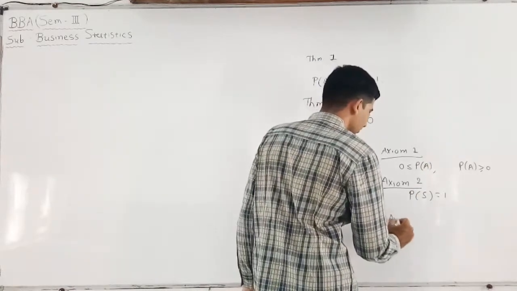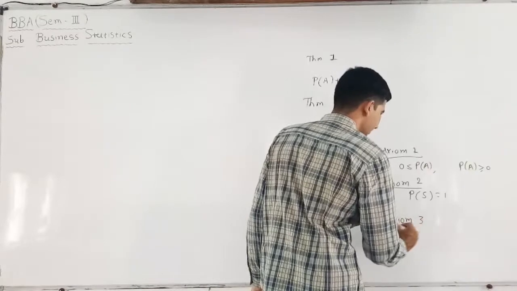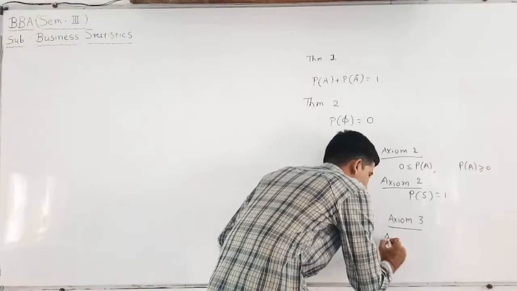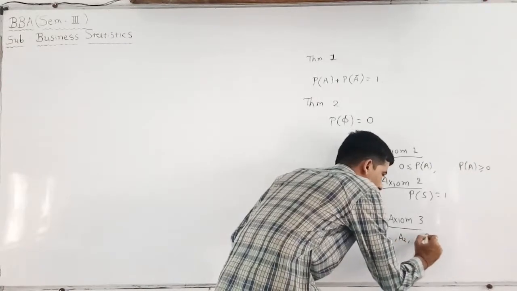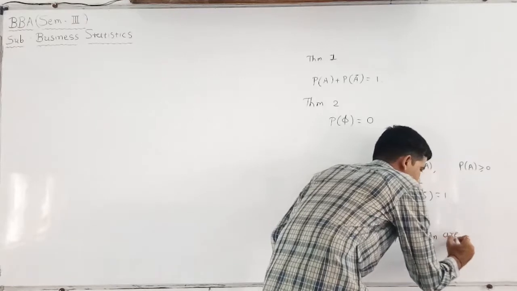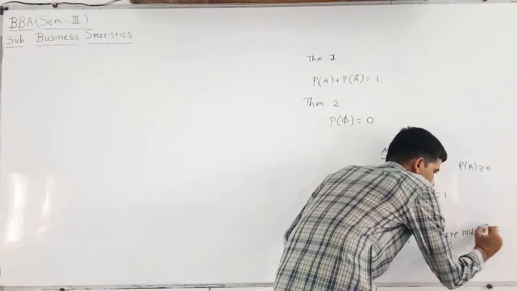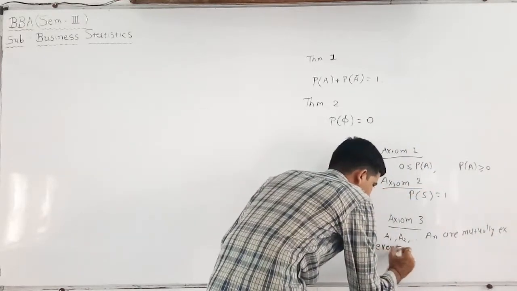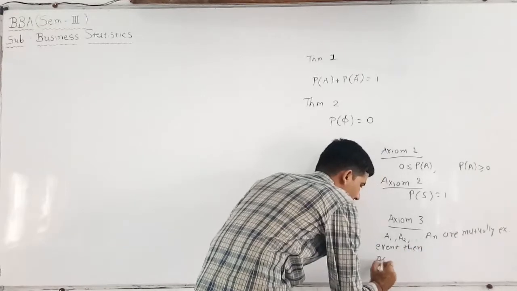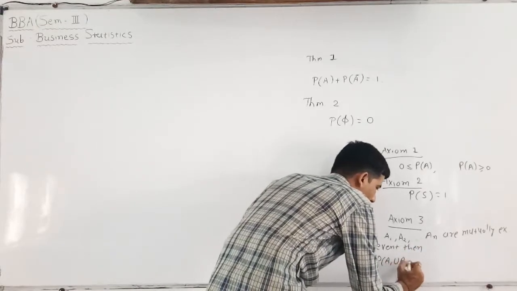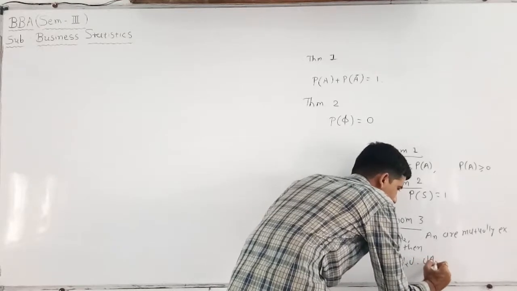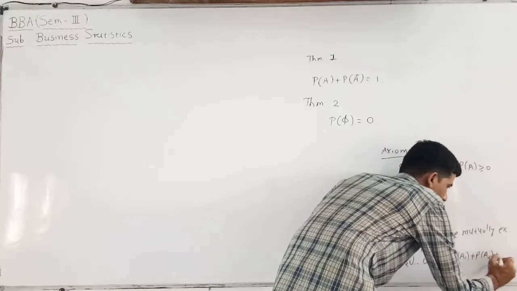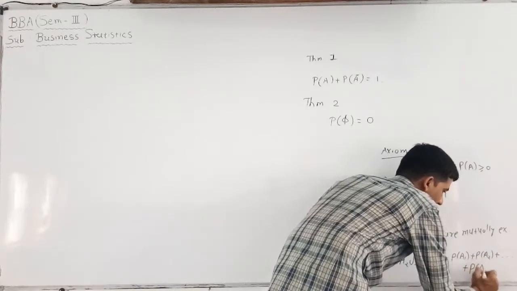And axiom number 3: A1, A2 up to AN are mutually exclusive events. Then P of A1 union A2 up to union AN is equal to P of A1 plus P of A2 plus up to plus P of AN.